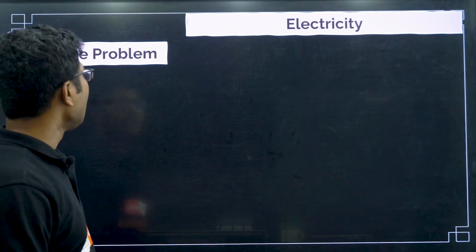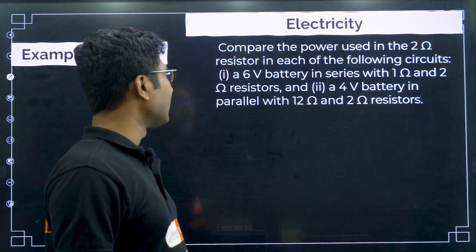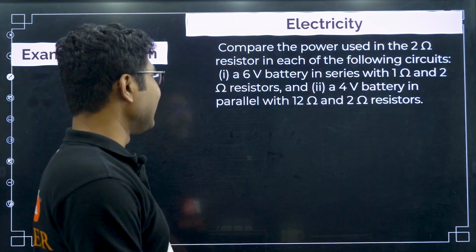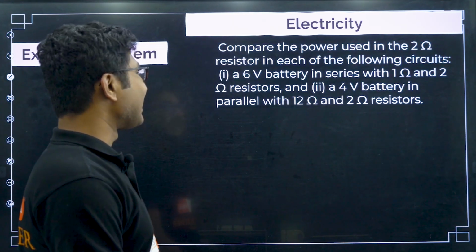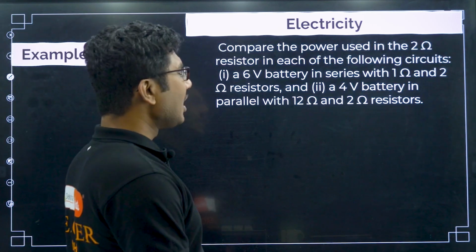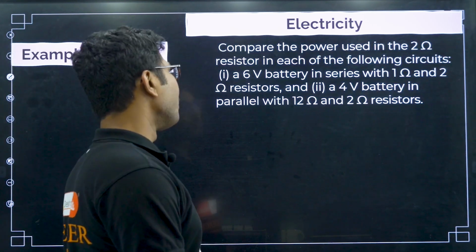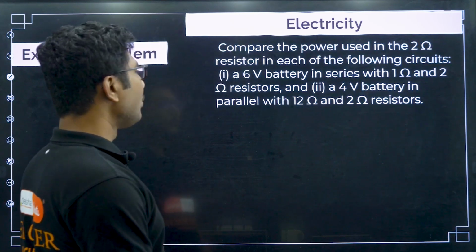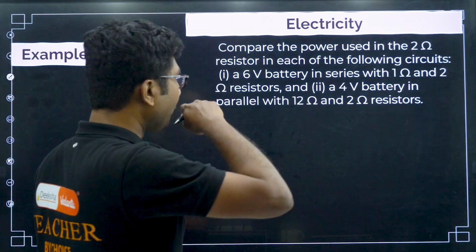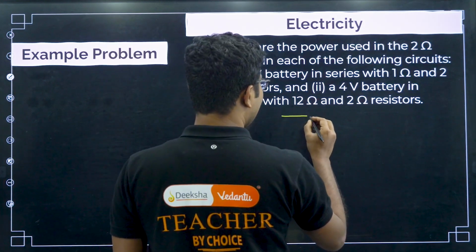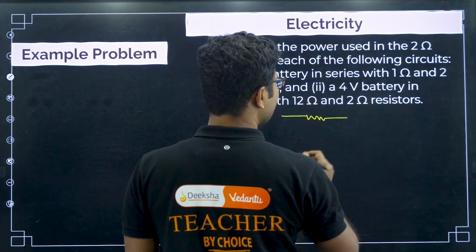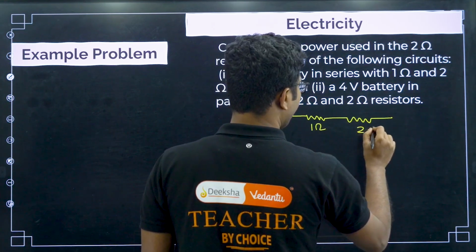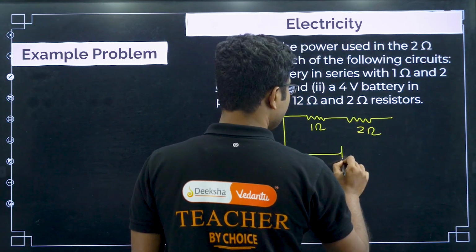Now let us move on to the last question of the day. Compare the power used in a 2 ohm resistor in each of the following circuits. A 6 volt battery is in series with 1 ohm and 2 ohm resistors, and a 4 volt battery is in parallel with 12 ohm and 2 ohm resistors. So the first case is we have two resistances in series, one is 1 ohm, another one is 2 ohm. So 1 ohm, 2 ohm, and a battery of 6 volt.